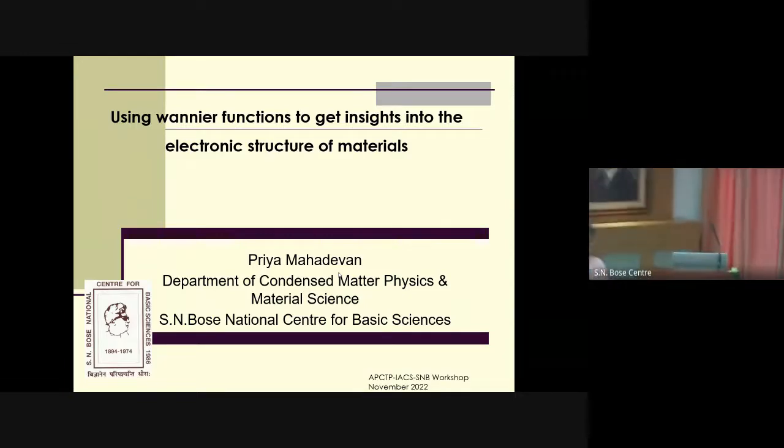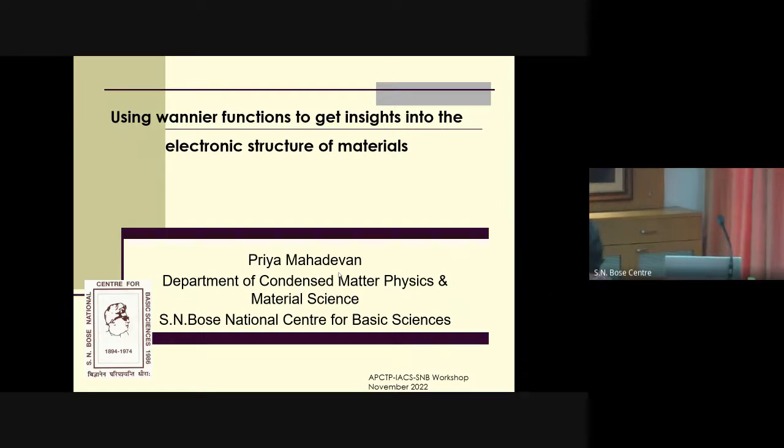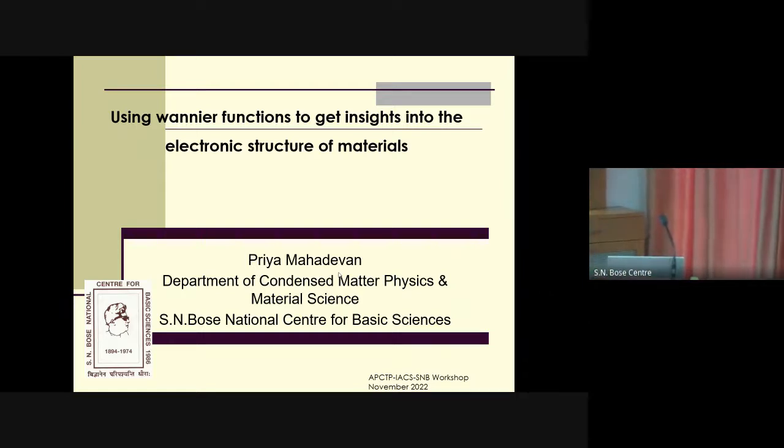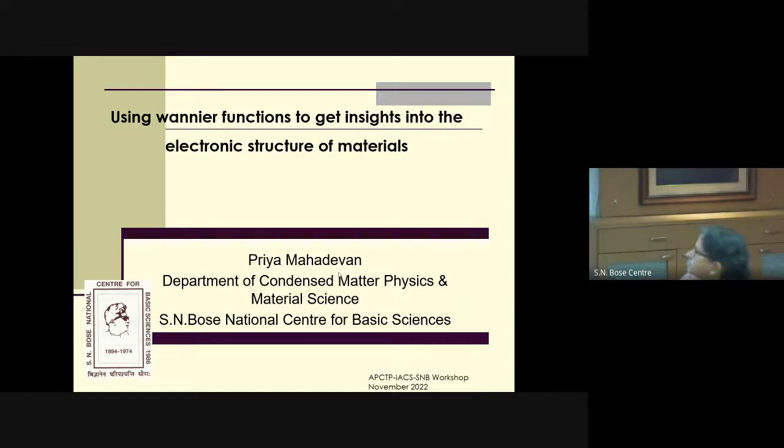And today she is going to talk about something which is correlated with the previous talk, that is, using eigenfunctions to get insight into electronic structure.